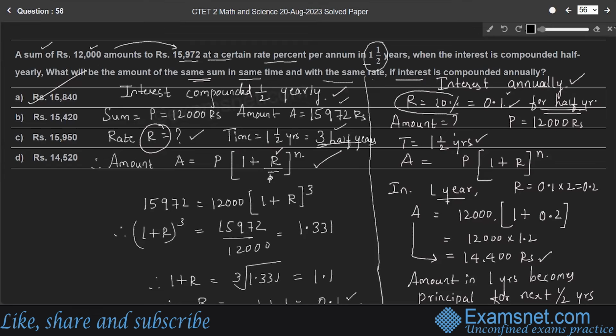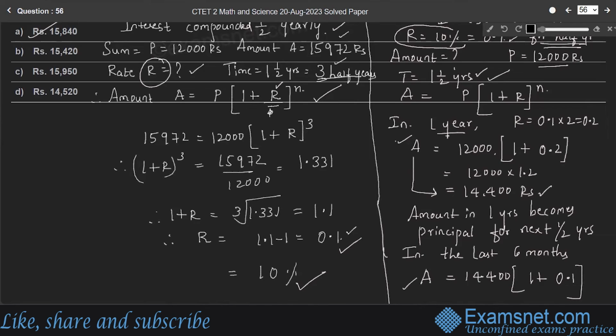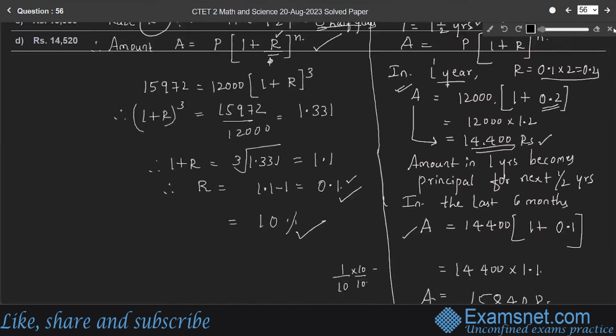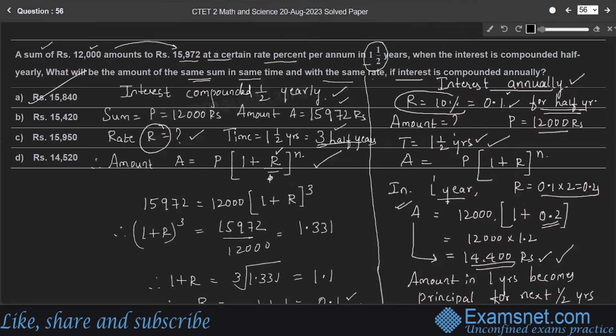Next, with the same rate of interest, 10% for half year, for the same principal and same time period, what is the amount calculated when interest is compounded annually? Here the only difference is that interest is compounded annually. So in that case, we have to find separate amounts for 1 year and the remaining half year. Amount in 1 year is 14,400 rupees, and the respective rate of interest becomes 0.2 or 20%, both are same. And in the last 6 months, the principal is nothing but the amount we received by the end of 1 year. That becomes the principal for the next 6 months. Therefore, at the end, we get 15,840 rupees as the total amount when interest is compounded annually. Hence, option A is the right answer.